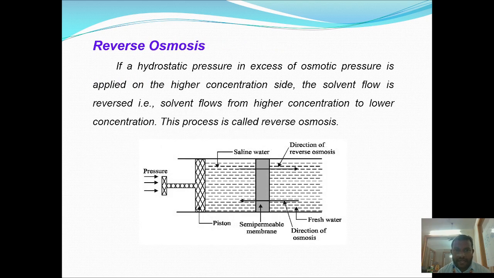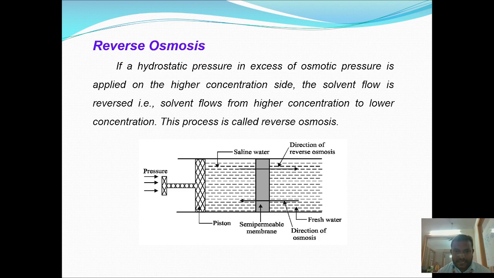If a hydrostatic pressure in excess of osmotic pressure is applied on the higher concentration side, the solvent flow gets reversed. That is, solvent flows from the region of higher concentration side to lower concentration side. This process is called reverse osmosis.